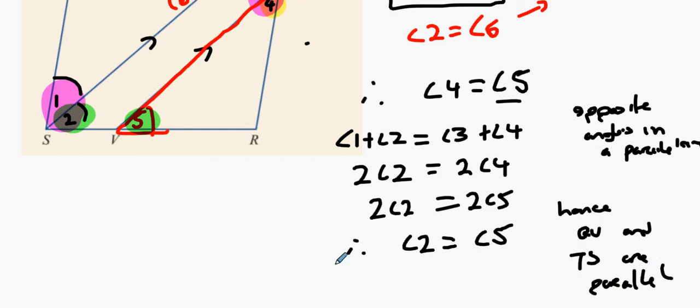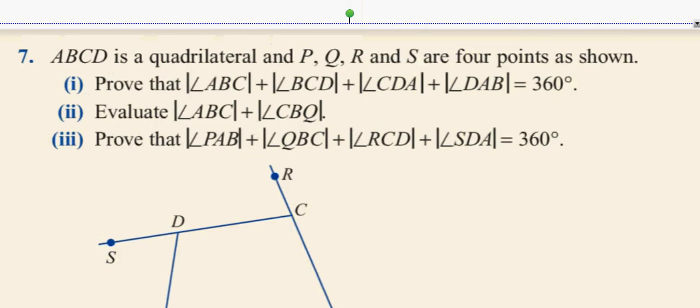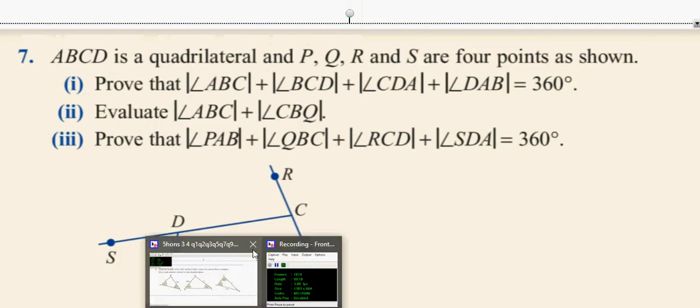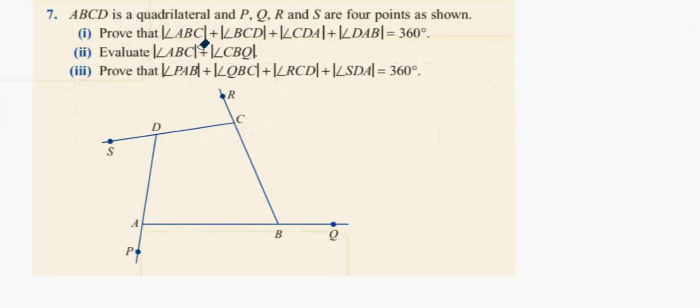Okay, good job. Now on to the next one, which is question 7. First thing I'm going to do is label all these angles. ABC, you're going to be number 1. BCD, B to C to D, you're going to be angle 2. CDA, C to D to A, you're going to be angle 3. And DAB, D to A to B, you're going to be angle 4.